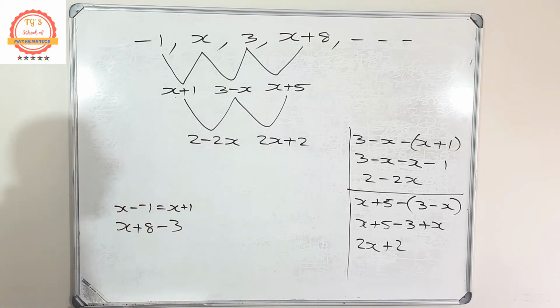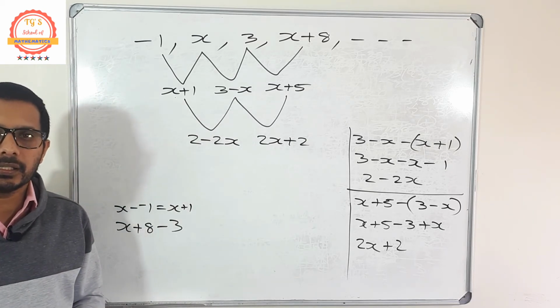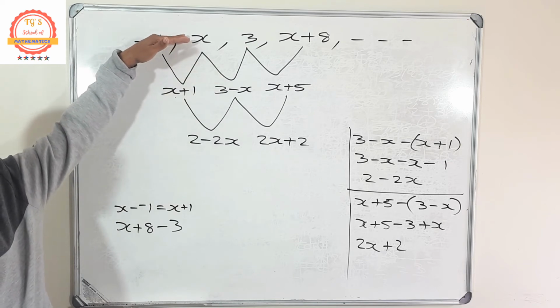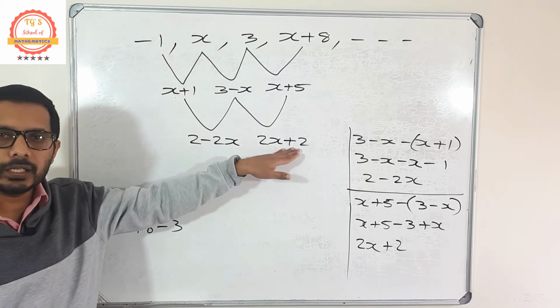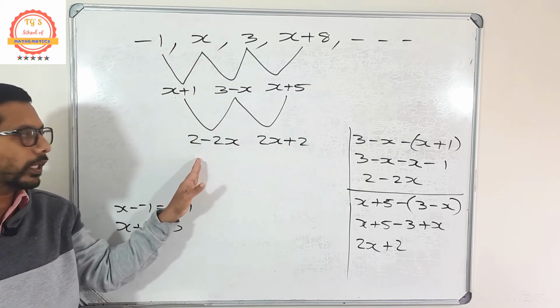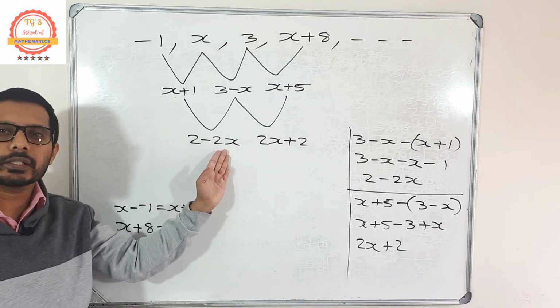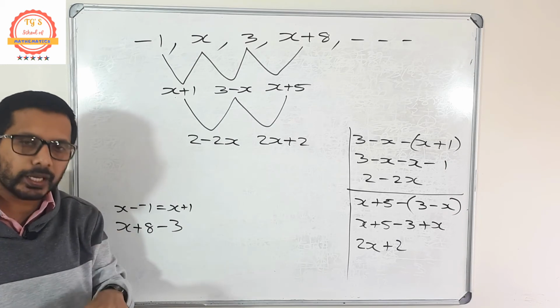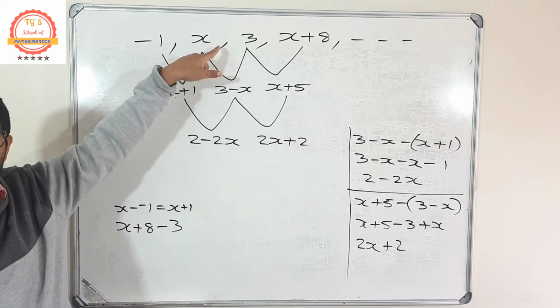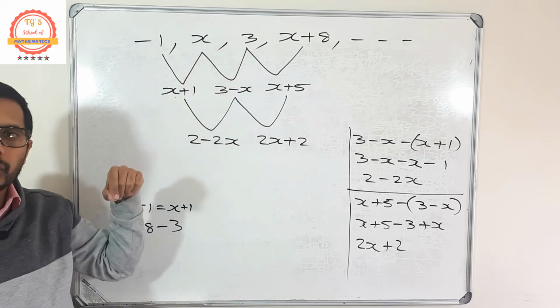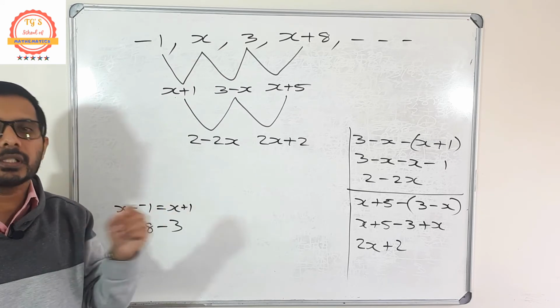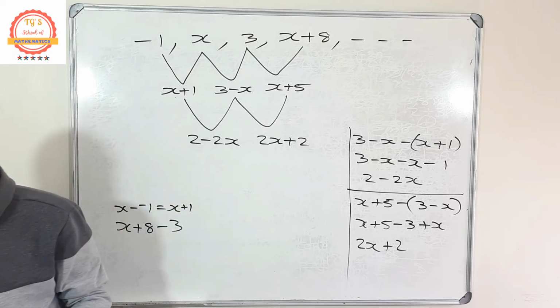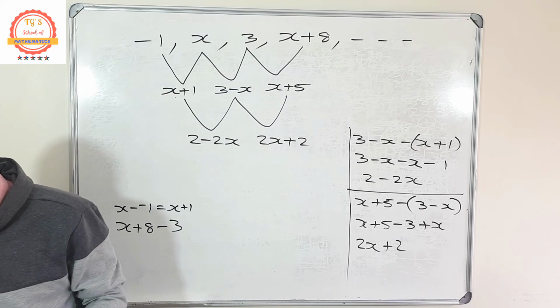So what you studied in your class, if it is a quadratic sequence, the second differences are equal. What is the meaning of that? This 2 minus 2x is the same as this 2x plus 2, because it is given in the question that this is a quadratic sequence, and we know the second differences in a quadratic sequence are the same. So what can we write as the next step?